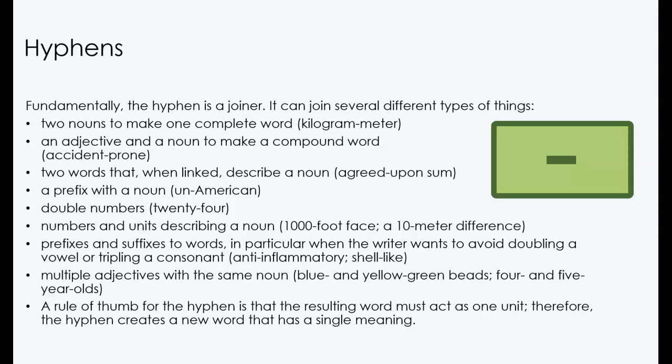Multiple adjectives with the same noun, like blue-and-yellow-green bees, or 4- and 5-year-olds. A rule of thumb for the hyphen is that the resulting word must act as one unit. Therefore, the hyphen creates a new word that has a single meaning.